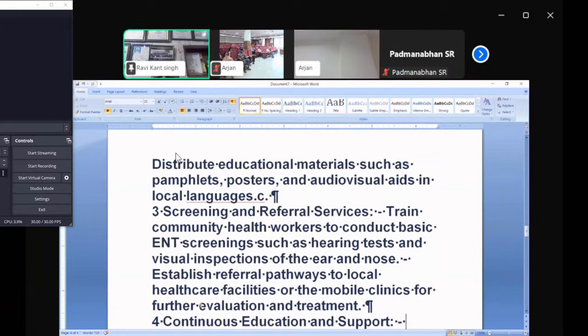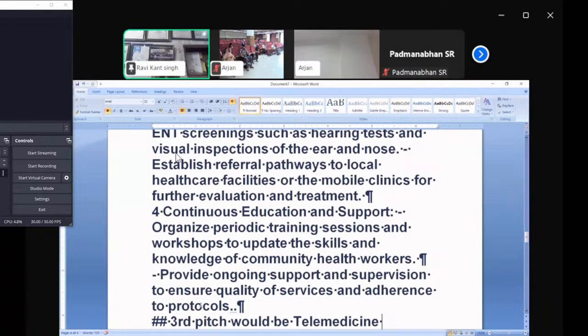We have screening and referral services too. We do basic screening camps such as hearing tests and endoscopic examinations of the ear, nose, throat, and we have established a referral pathway to the local healthcare facility. We work in union with the NGOs, which of course help in organizing the camp, and we send them for further evaluation to the urban care center.